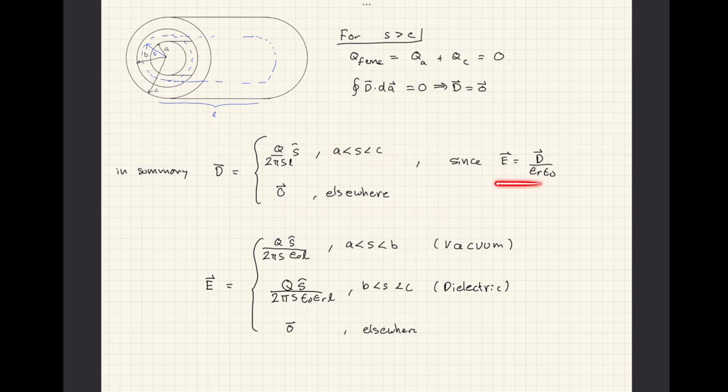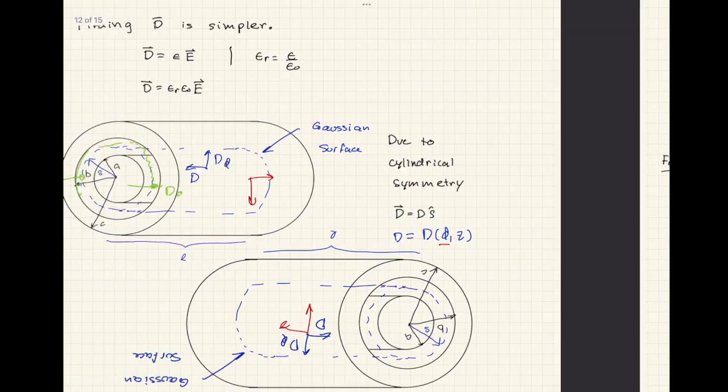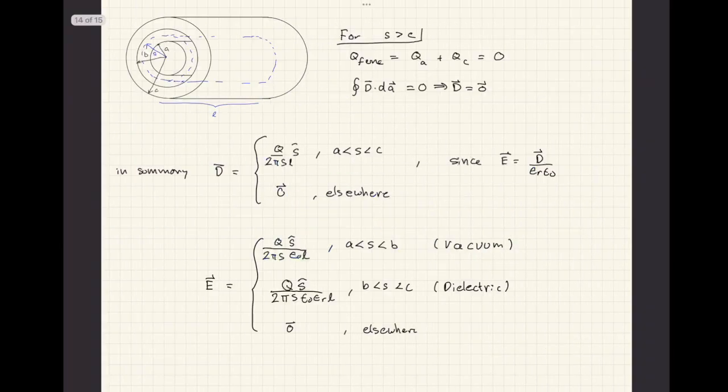Now, since we know that E is related to D by a factor of 1 over epsilon r and epsilon naught, and this came from this equation, we can solve for E. We have to be careful about this because we have epsilon r in the equation, and that depends on what region we're talking about. So I split the region a to c into two regions, the vacuum region, which is a to b, and the dielectric region, which is b to c. In vacuum, epsilon r is 1, so it doesn't show up. In dielectric, we are given epsilon r, so it shows up there. And so now we have found E.